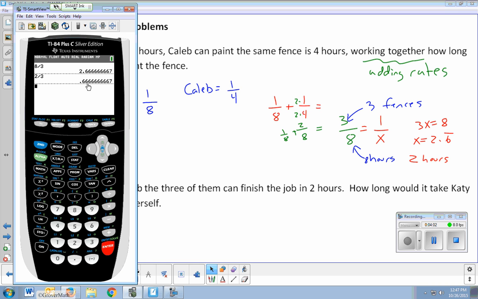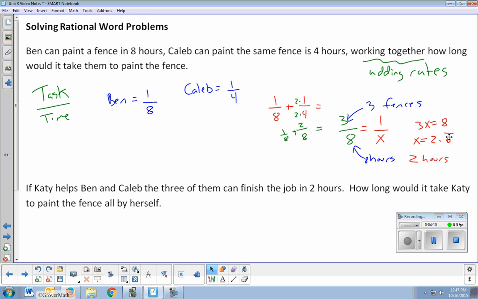And so if I take that 0.6 repeating and multiply it by the 60 minutes that I know make up an hour, I get 40 minutes. So if you have a decimal here, multiply that by your 60 minutes, and that'll tell you how many minutes you need. So this is really 2 hours and 40 minutes. That's the answer to it.